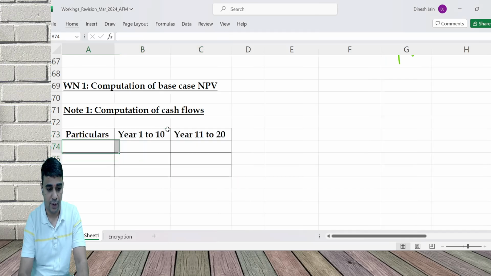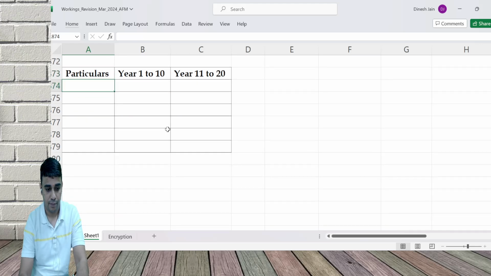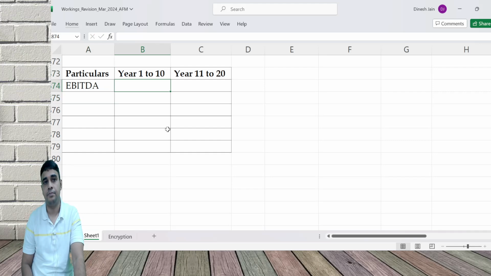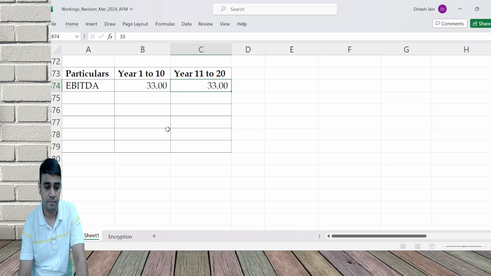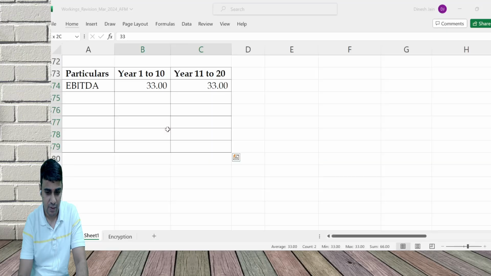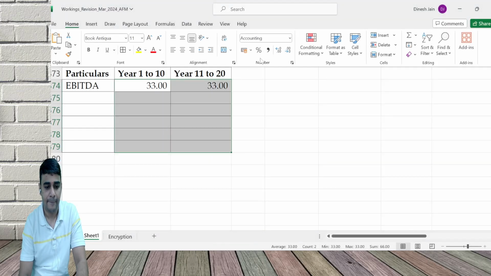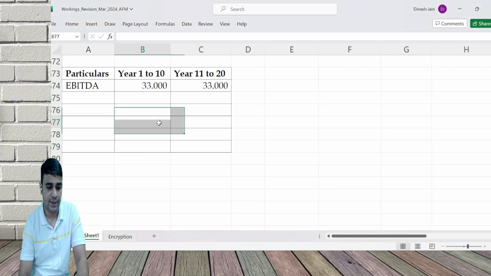One to 10 and 11 to 20. EBITDA. How much is EBITDA? 33. I think crores, or lakhs, what is it? Okay, take lakhs. 33. Right hand side corner, you can write lakhs.